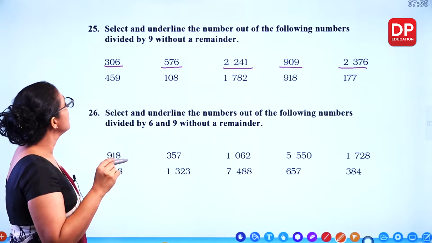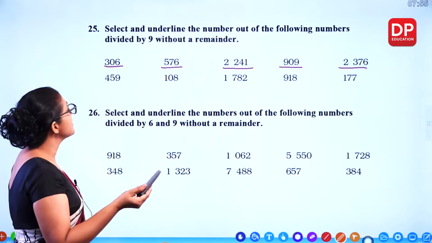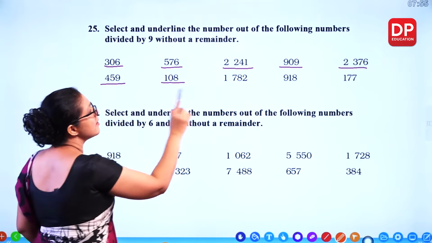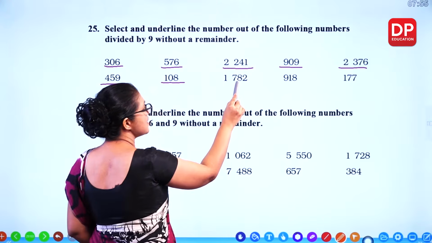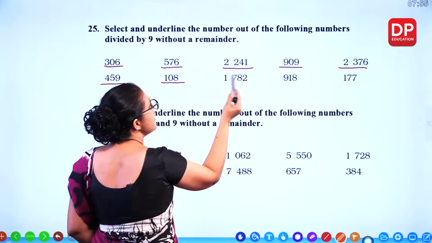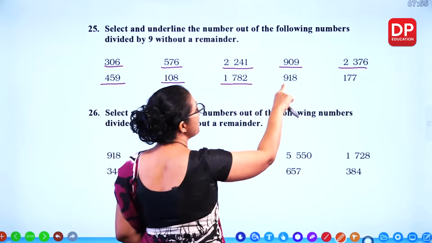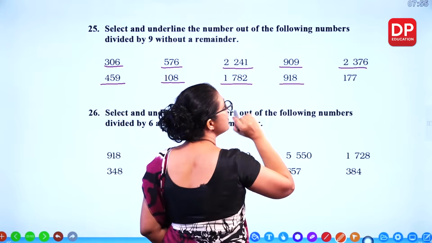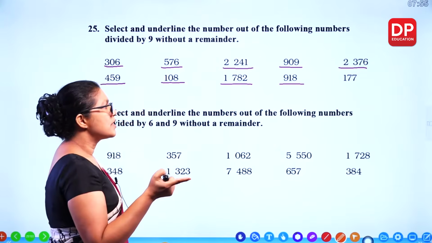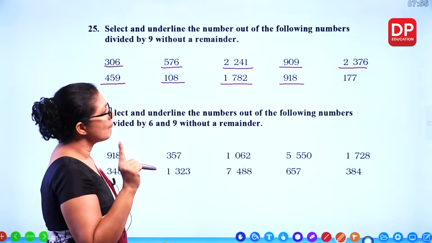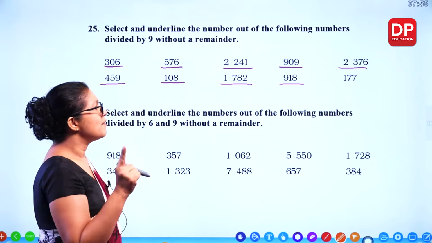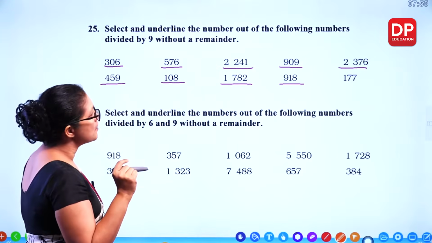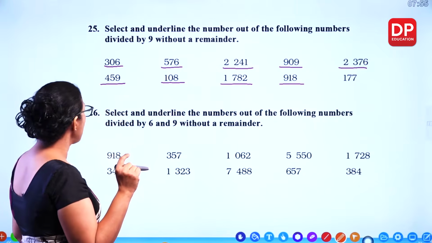Take a look at this one. 4 plus 5, 9. 9 plus 9, 18. That's also divisible by 9. Here also 8 plus 1, 9. This one, 8. 8 plus 8, 16. 16 plus 2, 18. 18 means 9. All the numbers are divisible by 9. This one, 10. 10 plus 8, 18. 8 plus 1, 9. 7 plus 7, 14. 14 plus 1, 15. 15 means 5 plus 1, 6, is not divisible by 9. So, all the other numbers except 177 are divisible by 9.